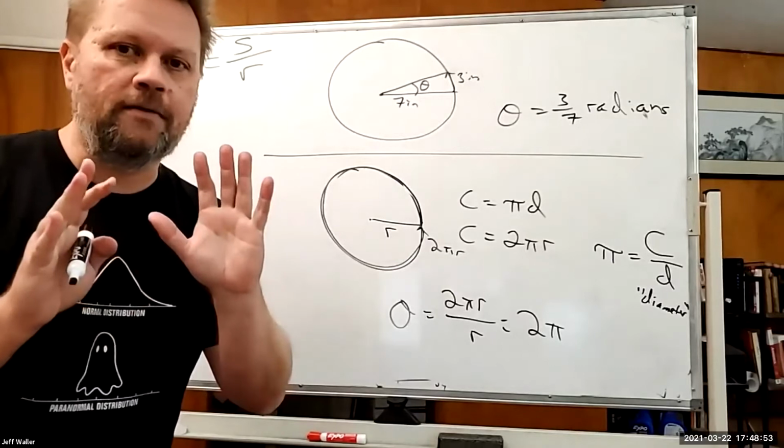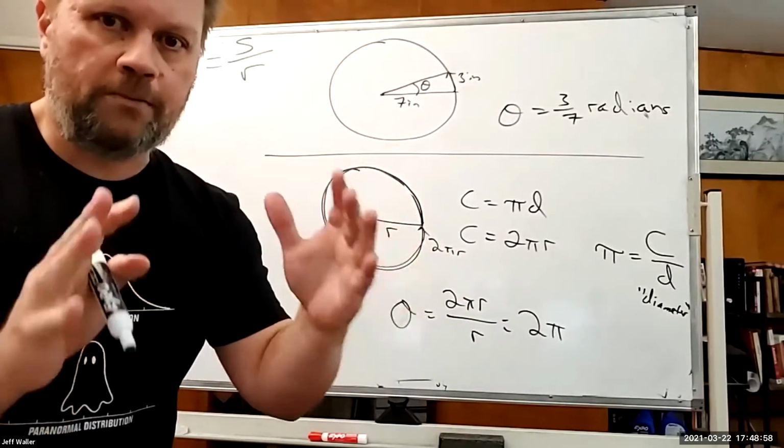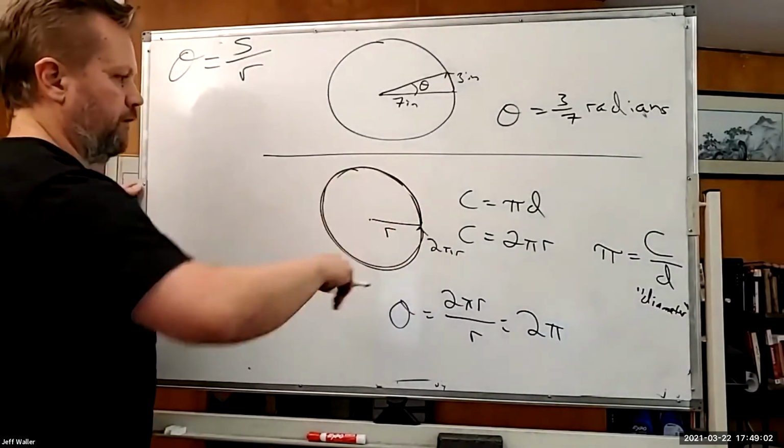All right, now we can connect degrees and radians. We can right now develop a conversion between them. So now come at me. How many total degrees are there in a circle?